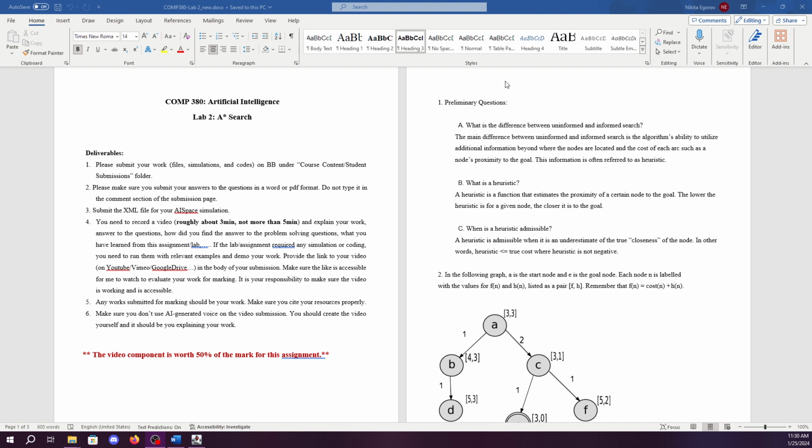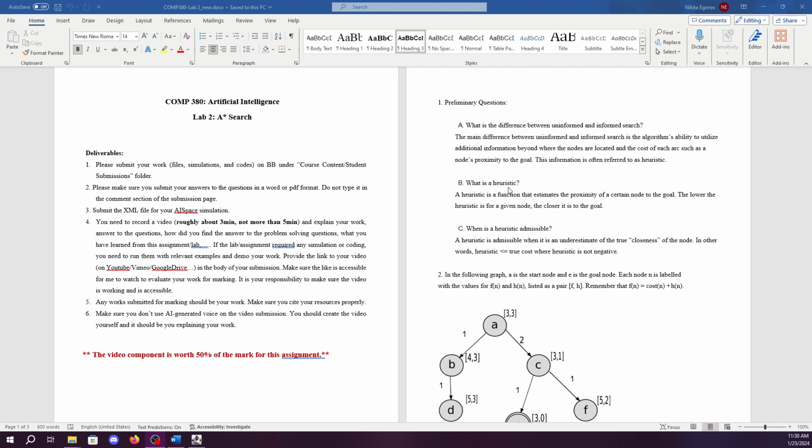The difference between uninformed and informed search is, as suggested by their name, the fact that informed search is able to use additional information, such as a given node's proximity to the goal, whereas uninformed search is only able to incorporate node positions and arc costs into its searching strategy. And heuristic is generally what we call that extra information given to the algorithm.